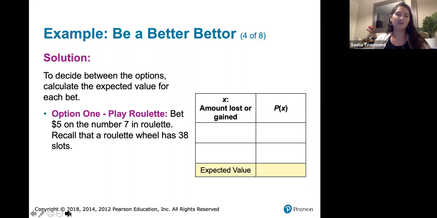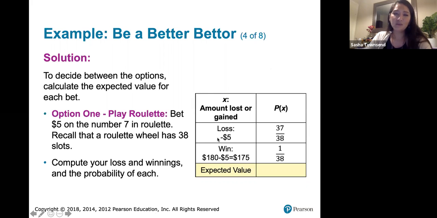But let's say you're playing roulette and you want to calculate the expected value. This is a good opportunity for us to practice calculating expected value, so we will. We're betting $5 on the number 7. Recall that there are 38 slots in the roulette wheel. In order to calculate the expected value, we're going to fill out this table over here. The random variable x will be the amount that we lost or gained when we played roulette, and P(x) over here is the probability of winning or the probability of losing.